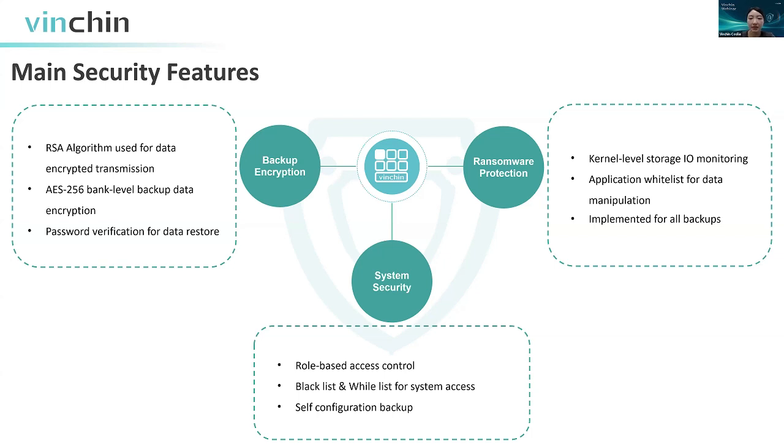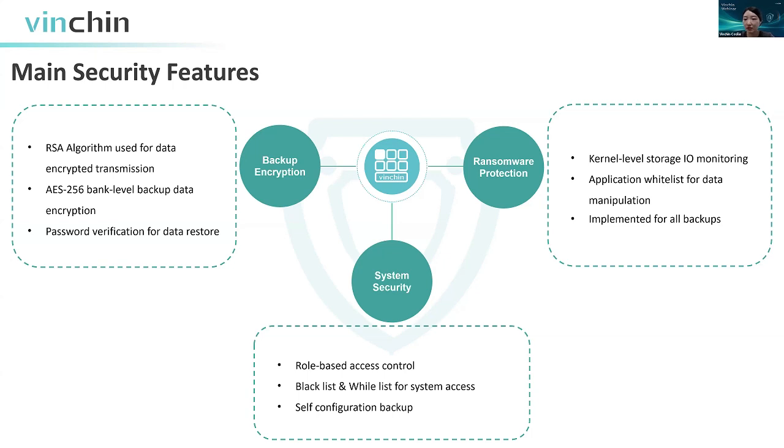And for the system security, Vinchin supports role-based access control so that you can assign different users different permissions. You can also configure a blacklist or whitelist of IP addresses to control IP access permissions, because you can block certain IP addresses if you don't want them to access Vinchin. And for the system itself, we support system self-configuration backup. With this, you can back up the task configuration and the system configuration related data.